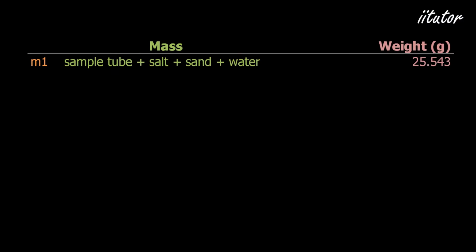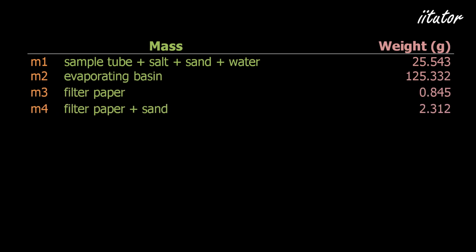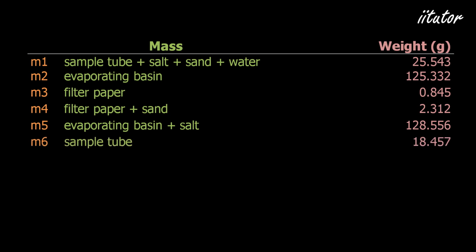This is a table of it again. So mass of sample and test tube, mass of the evaporating basin, mass of the filter paper, mass of filter paper and sand, and mass of evaporating basin and salt, and then the original mass of the sample tube, so the tube that all the contents came in.